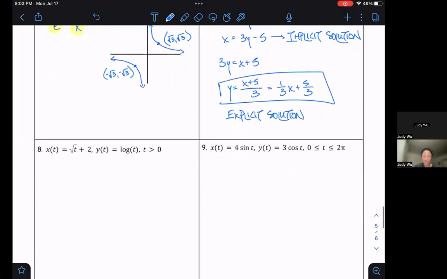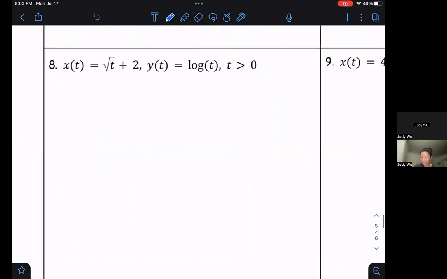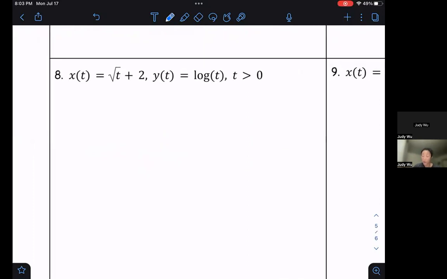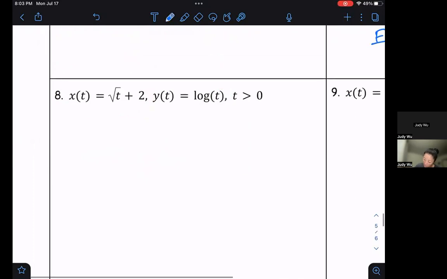All right, let's move on to example 8 here. Oof, got some logs and some square roots. Looks kind of gross. That's okay, this is kind of the point of this. So here's what I'm going to do. I'm going to take this equation, solve for t, and then whatever I get, I'm going to plug into the y equation. So x minus 2 equals square root of t, and now I'm going to square both sides.